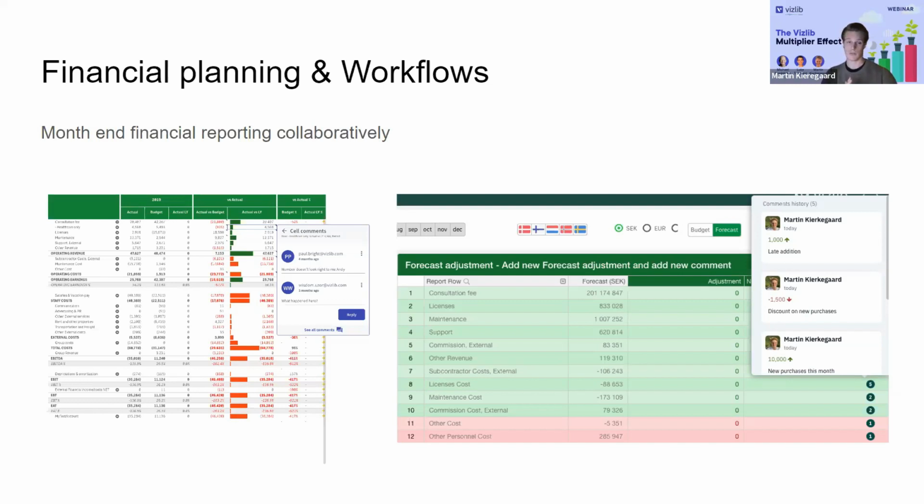And there are also more ways you can achieve this. Since you're doing writebacks on each row here, you can have a comment row, which you can also represent in different ways. On the image to your right, you can see per row what happens historically on a certain data point. So there are different ways you can collaborate and review different parts of a financial report inside of Qlik Sense.